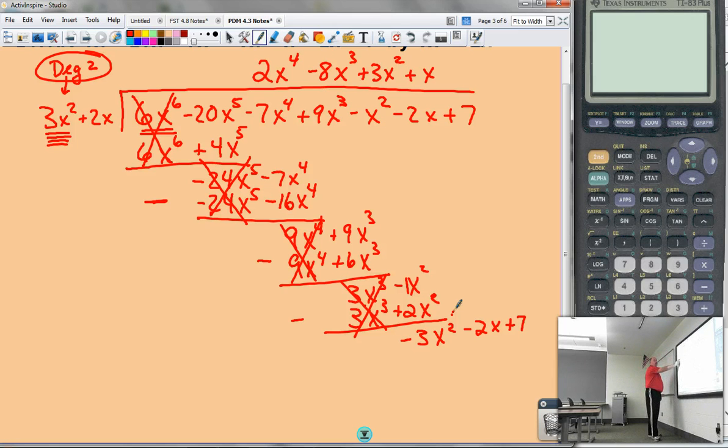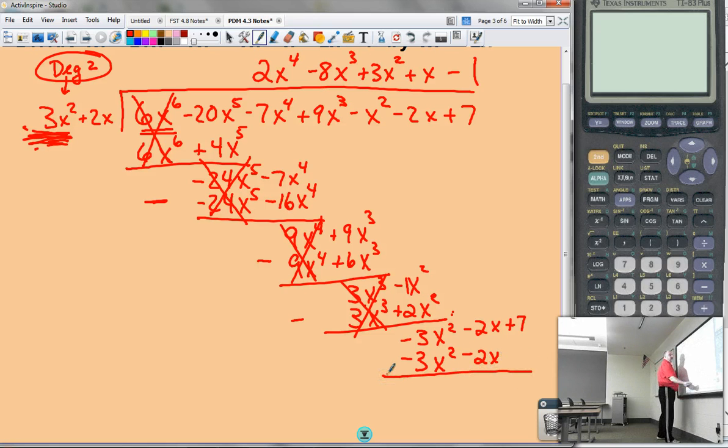So what do I need to multiply positive 3x squared by over here to get negative 3x squared? A negative 1. Negative 1 times 3x squared is negative 3x squared. Negative 1 times positive 2x is minus 2x.